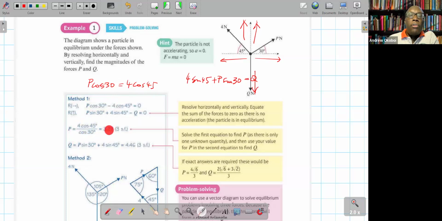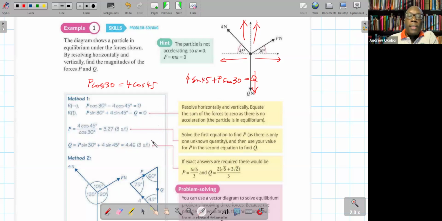Now, once they find the value of P, they can substitute it in here. And now the only unknown is Q. So once you know P, then you know all the others, because you can put them in a calculator and you get Q. Now, once you have set it up like this rather than like this, then all I would have done is 4 sine 45 plus P, which I got here, sine 30 equals Q, and you get the answer for Q.